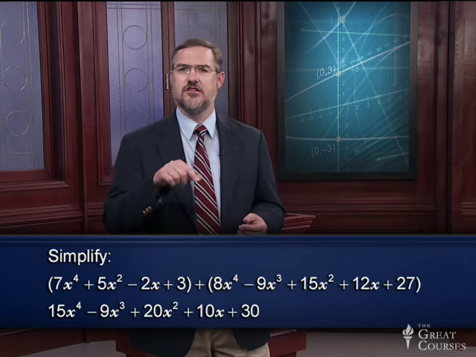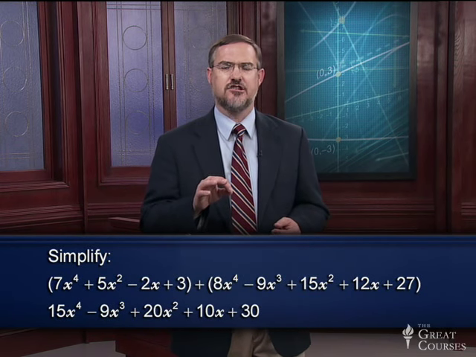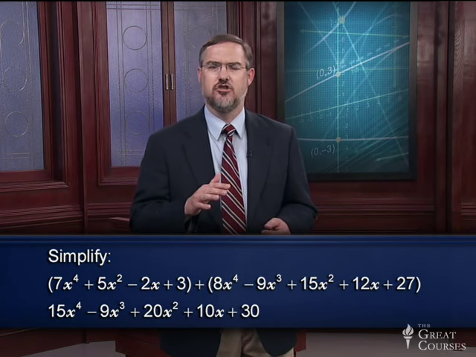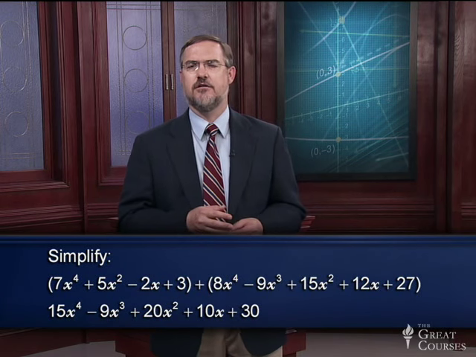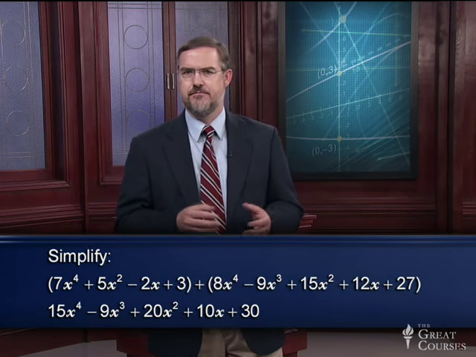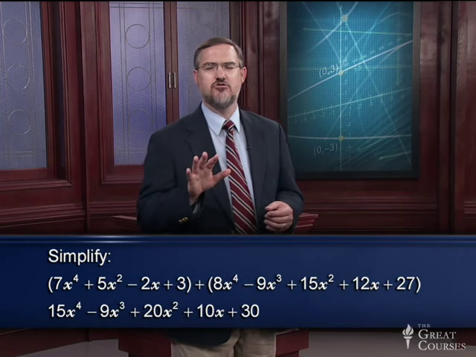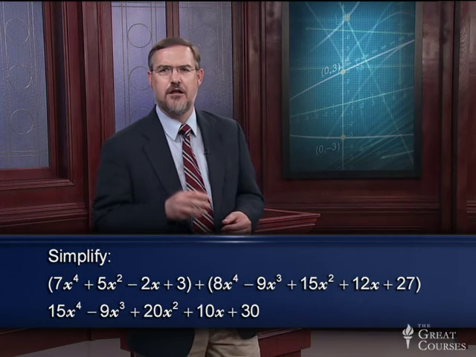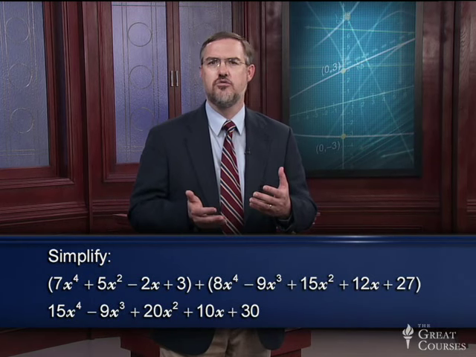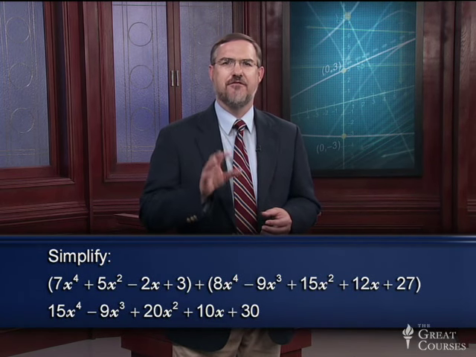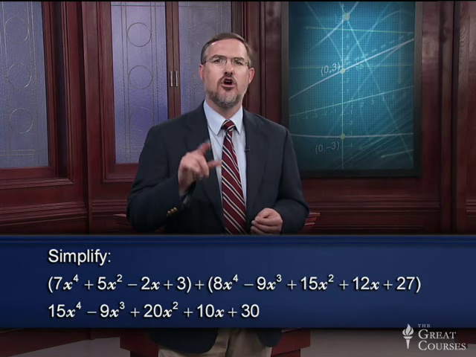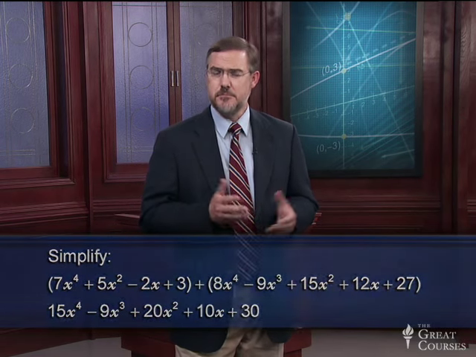So the sum in this example is 15x to the fourth minus 9x cubed plus 20x squared plus 10x plus 30. Now, notice something really interesting here. We started with two polynomials of degree 4, or two quartic polynomials, and the final answer turned out to be another quartic polynomial. And here's an interesting question. Is that always going to happen? Well, let's look at one more example of addition to see if we can pick up on the general pattern.